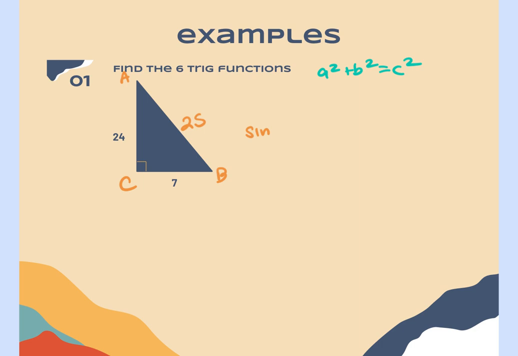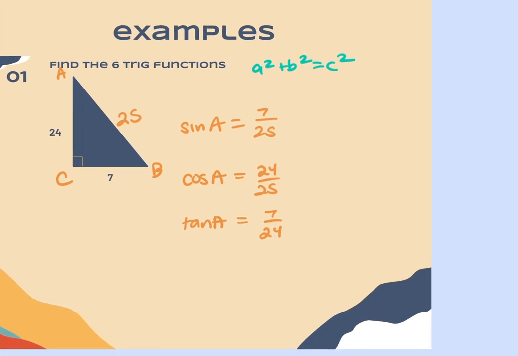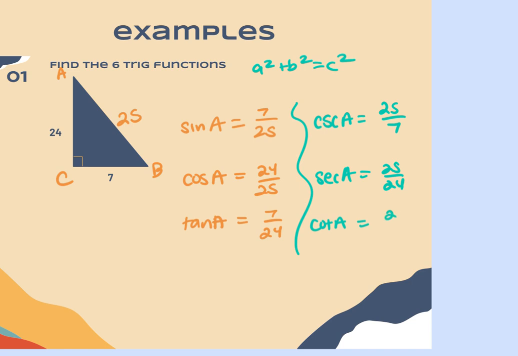So put A at the top. Sine of A would be 7 over 25. Cosine of A would be 24 over 25. Tangent of A would be 7 over 24. Cosecant of A would be 25 over 7. Secant of A would be 25 over 24. And cotangent of A would be 24 over 7. So nothing new there, okay?